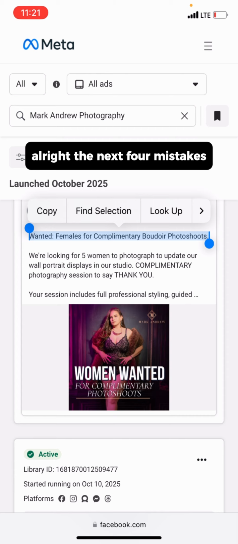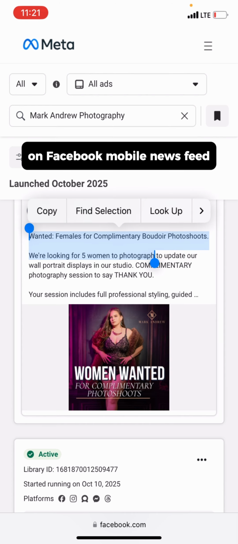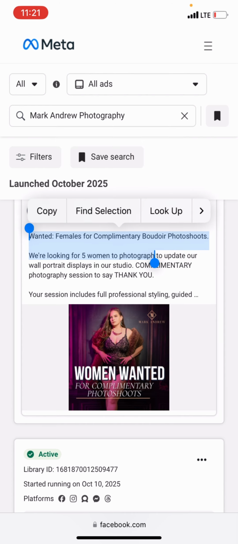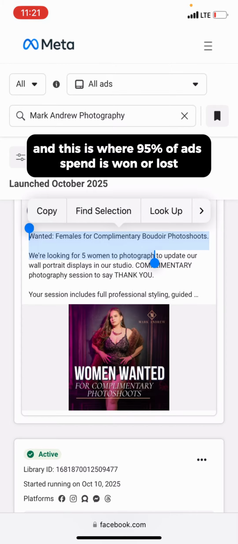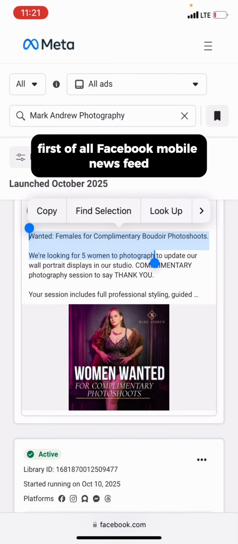All right, the next 4 mistakes, so mistakes 2 through 5, can happen up here in the See More headline. That's the first 2 3/4 lines on Facebook mobile newsfeed. And this is where 95% of ad spend is won or lost, and here's why. First of all, Facebook mobile newsfeed, this is where most of our ad impressions will be occurring.